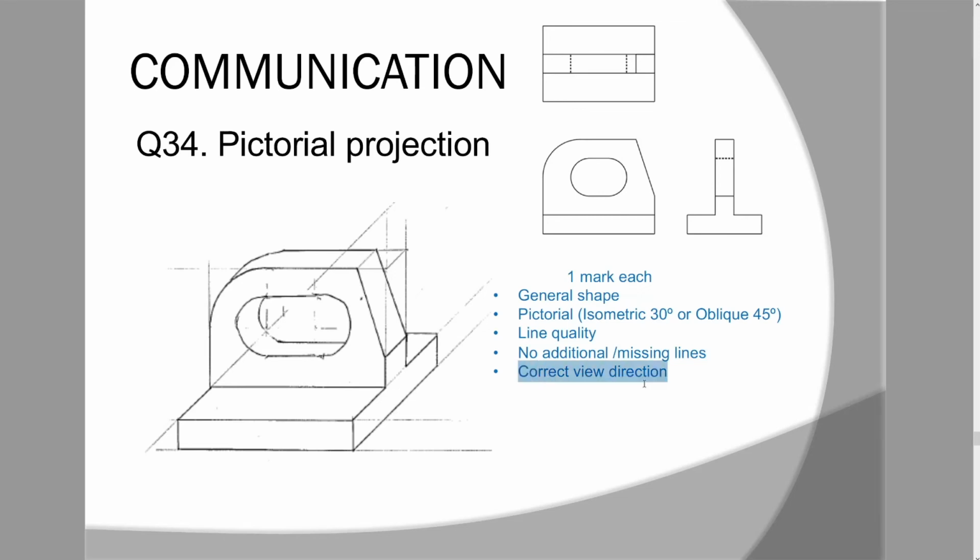And then correct view dimension. It did tell us to look from this angle, or there was an arrow saying from this angle. So it's important, as you could lose a mark for drawing from the wrong angle. You might not in the HSC. Drawings are done so badly in the HSC that they mark very generously.